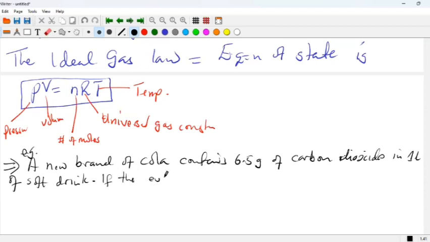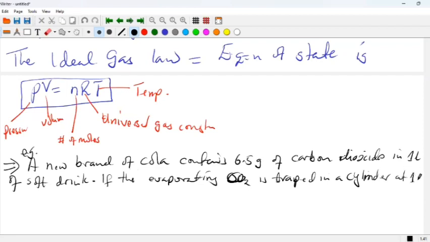If the evaporating carbon dioxide is trapped in a cylinder at 1 atmosphere and 20 degrees Celsius, what volume does the gas occupy?